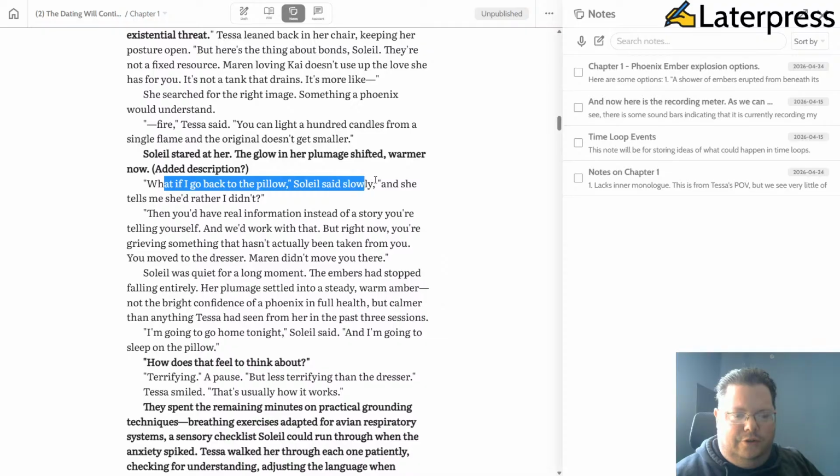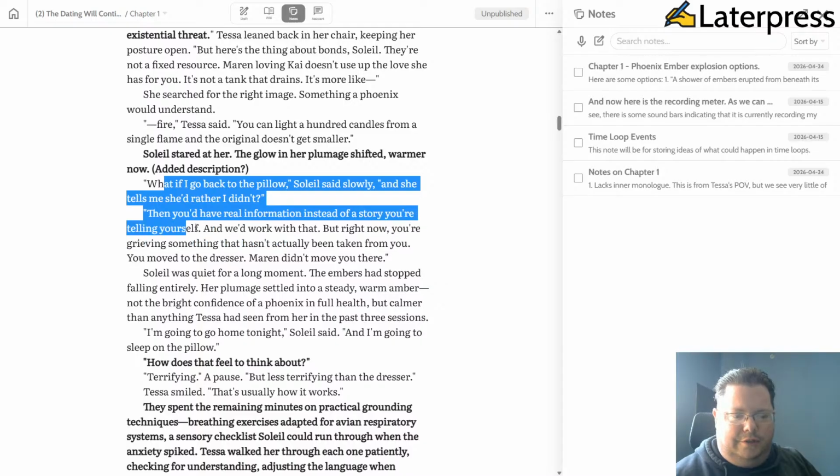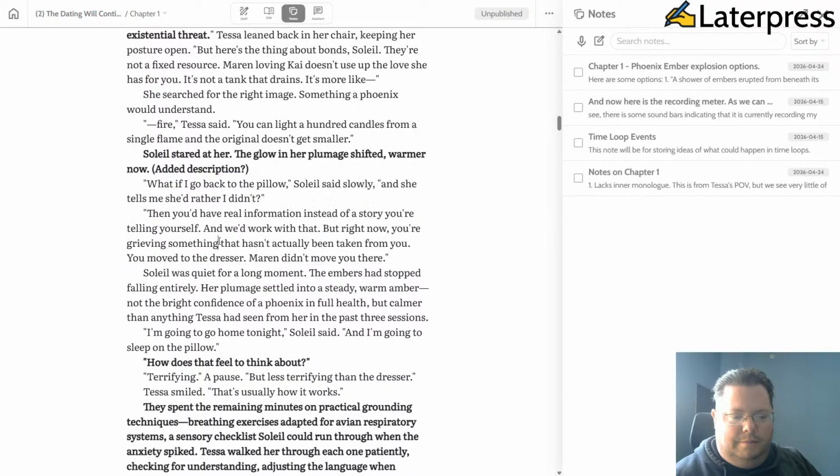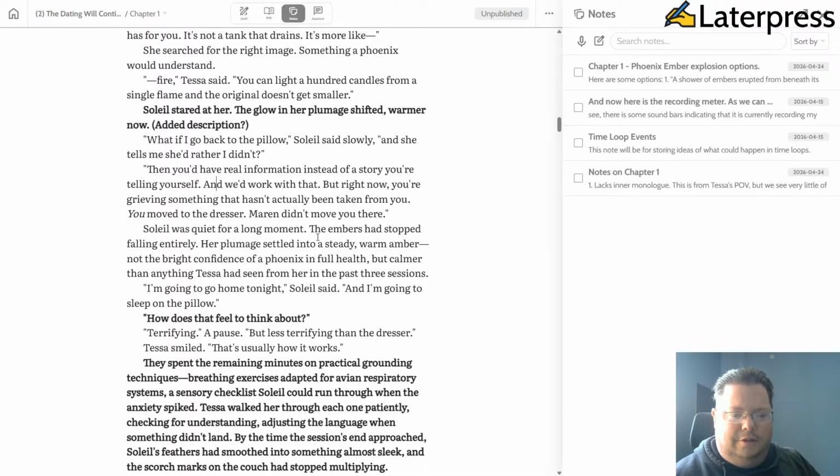What if I go back to the pillow? Salil said slowly, and she tells me she'd rather I didn't. Then you'd have real information instead of a story you're telling yourself, and we'd work with that. But right now, you're grieving something that hasn't actually been taken from you. You moved to the dresser. Marin didn't move you there. I'm going to italicize that for emphasis. You moved to the dresser.